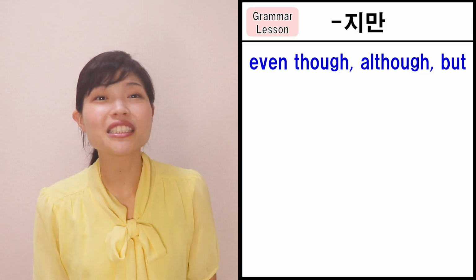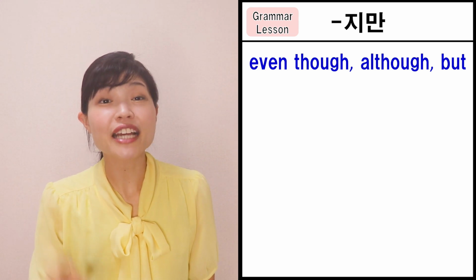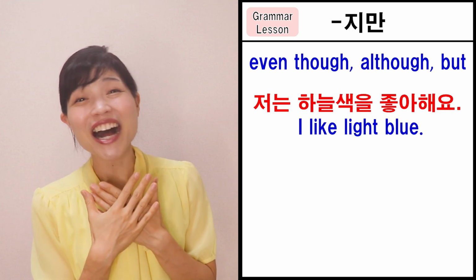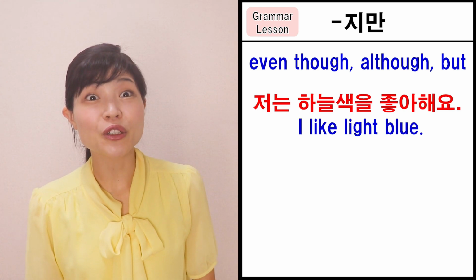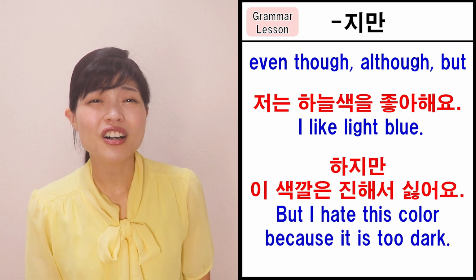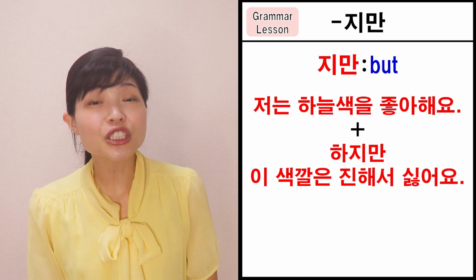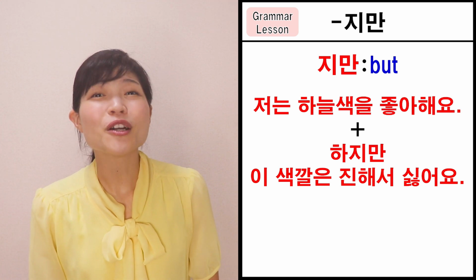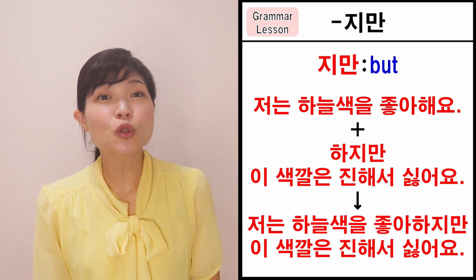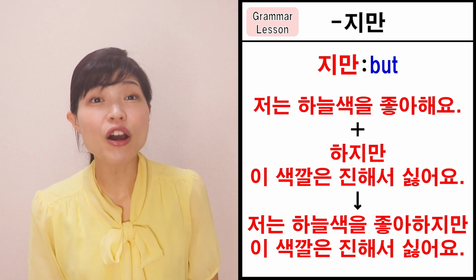Okay, now let's learn 지만, even though, although, but. This is a connector to connect two sentences. For example, 저는 하늘색을 좋아해요. I like light blue. 하지만 이 색깔은 진해서 싫어요. But I hate this color because it is too dark. You can connect these two sentences using 지만, but. So it is going to be 저는 하늘색을 좋아하지만 이 색깔은 진해서 싫어요.